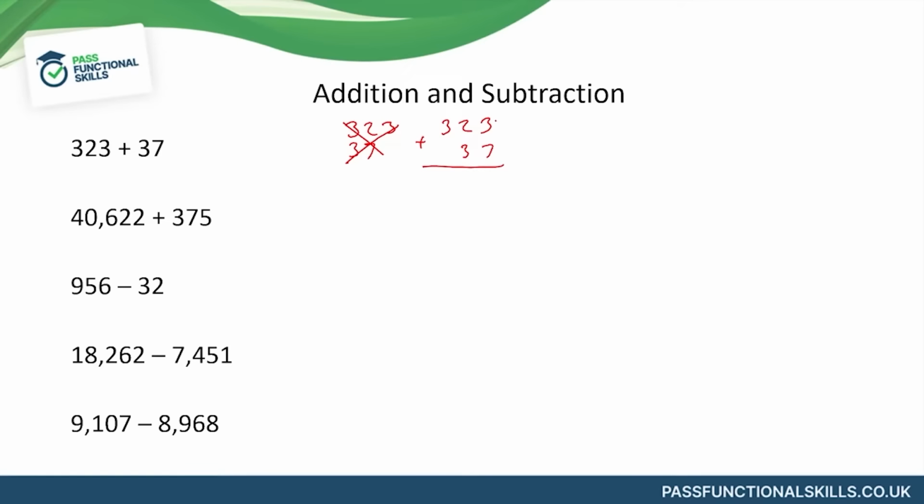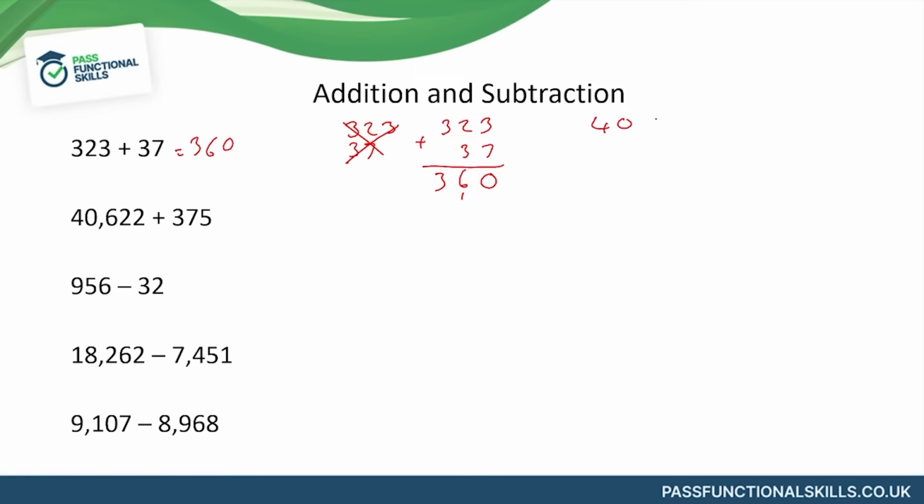Okay, let's add them column by column. 3 plus 7 is 10. Now we're only going to write down a single digit number, so we'll write down the 0 of the 10 and carry across the 1. 3 plus 2 is 5, plus that 1 is 6. 3 plus nothing is 3. So that is 360.